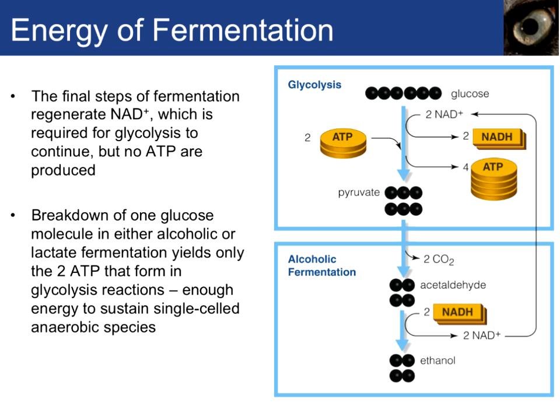So the cell's better off using the fermentation process if there's too little or no oxygen present, even though it loses out on the additional 34 ATP that are produced through aerobic respiration in the mitochondria. The breakdown of one glucose molecule in either of the fermentation pathways, alcoholic or lactate fermentation, yields a net of only the 2 ATP that's formed during the glycolysis reaction.